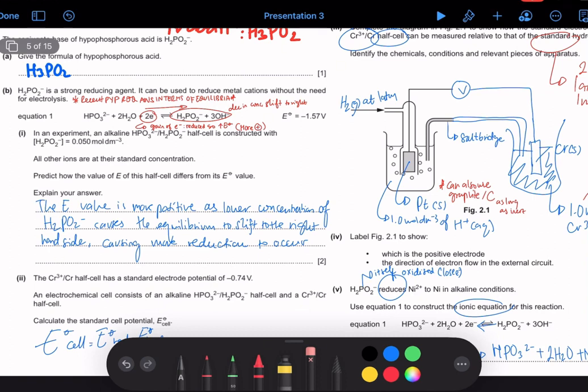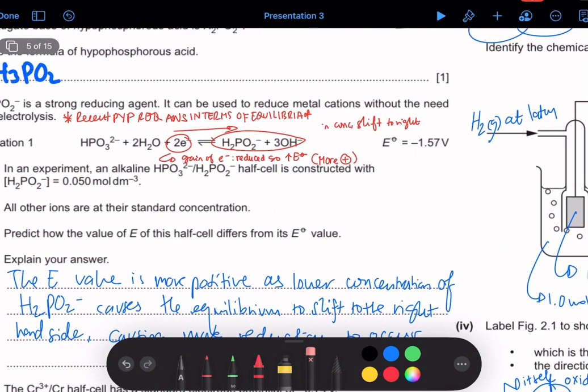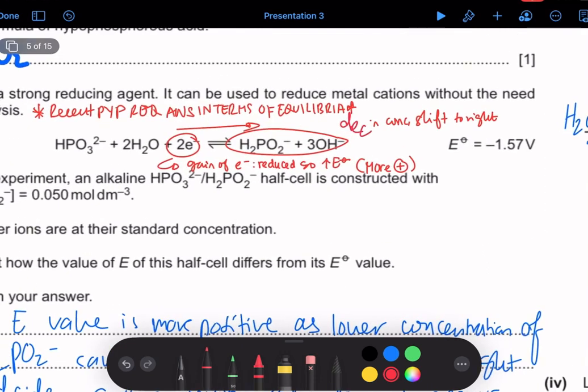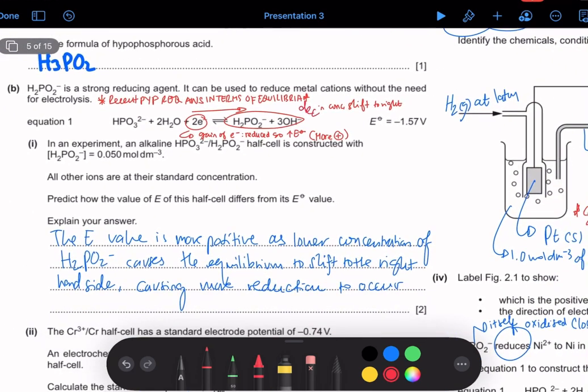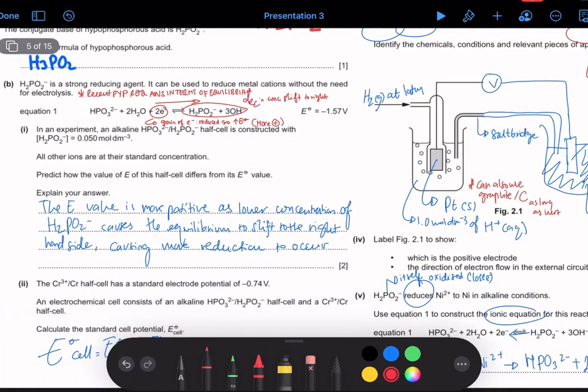And this causes the equilibrium to shift to the right hand side, causing more reduction to occur. So once you decrease the concentration of this one, if it has decreased in concentration, it will move to the right hand side because it will try to balance it, because again it's in equilibrium. And this causes more forward reaction to occur, so more reduction, and that's why your E value increases, becomes more positive.